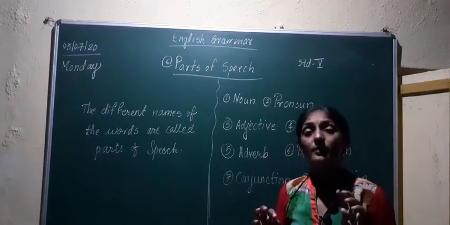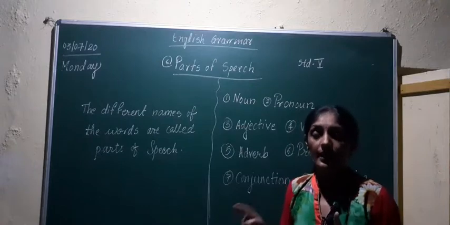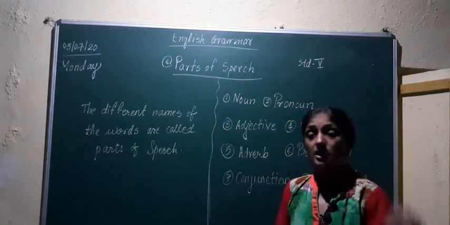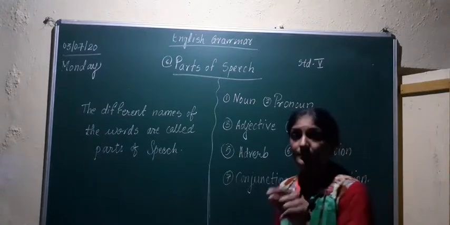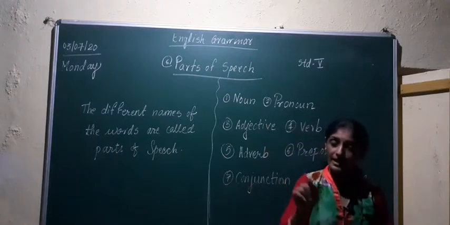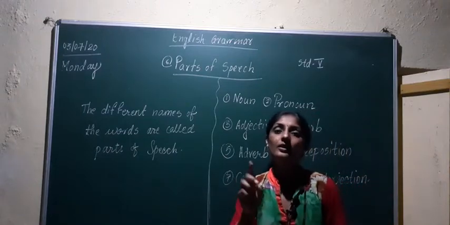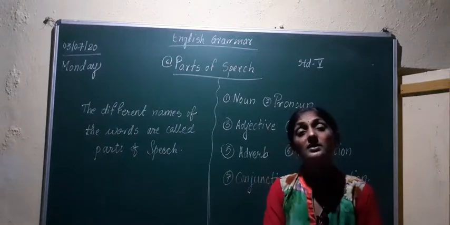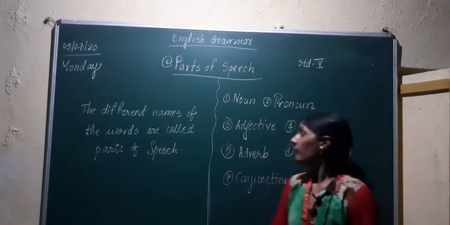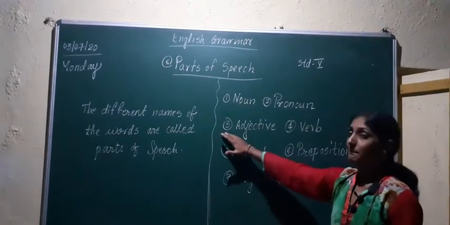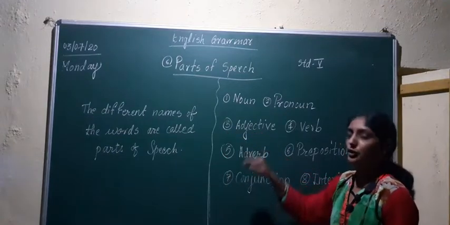These words are what in Marathi? They are pronouns. Correct? And in English what we say? He, she, it, its. Theirs, themselves. These all words are pronouns. Next part of the speech is adjective.